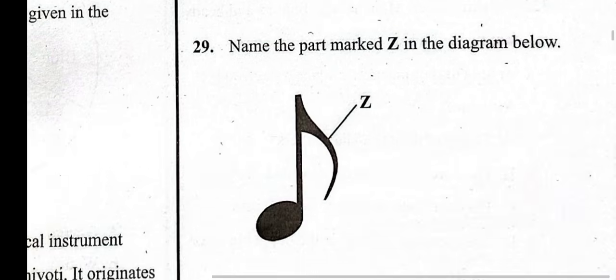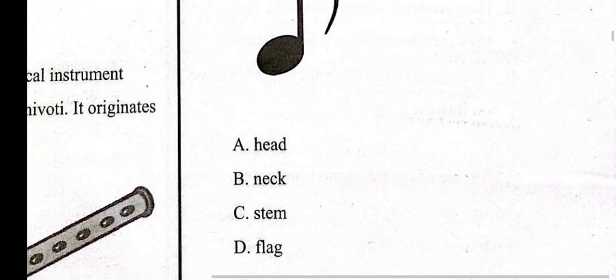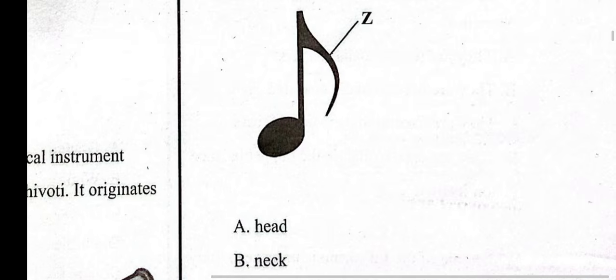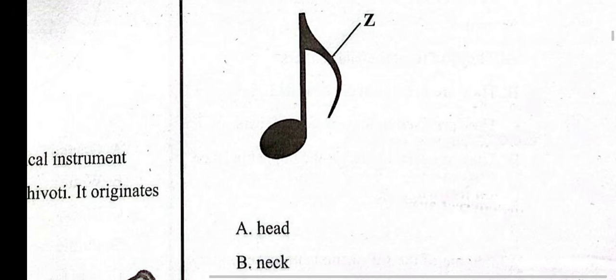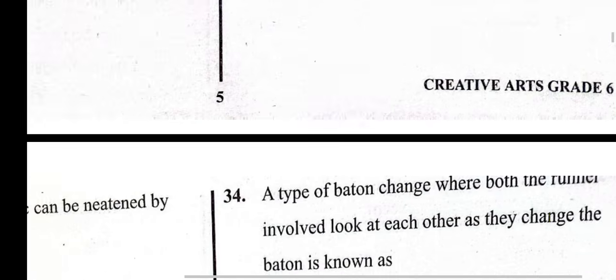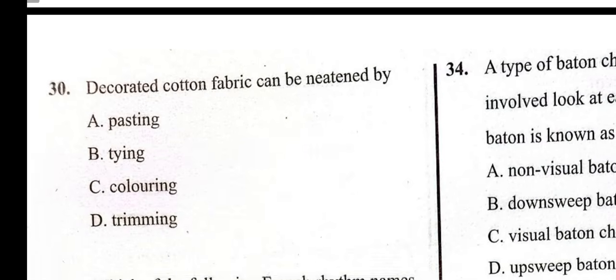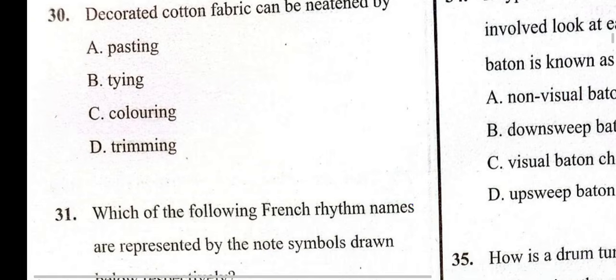Name the part marked Z in the diagram below. This is parts of a note. So the part marked Z is known as, do we have answer choices? Yes, it's known as a flag. Other people call it a note stem. It is called a flag, hook or a tail. Number 30. Decorated cotton fabric that can be knitted by, that is trimming, D.